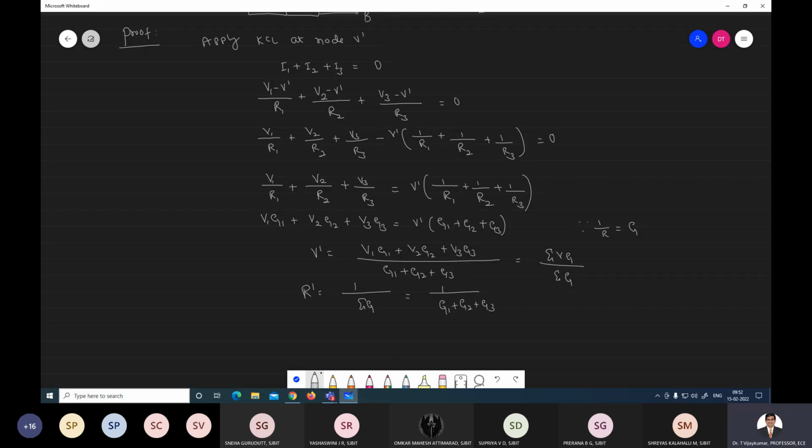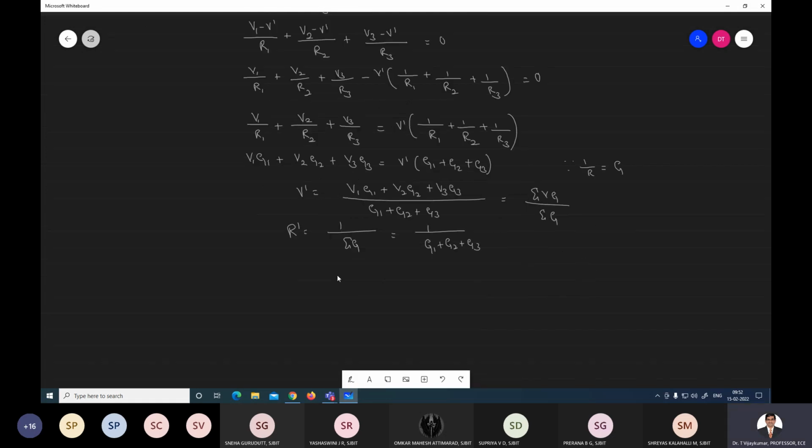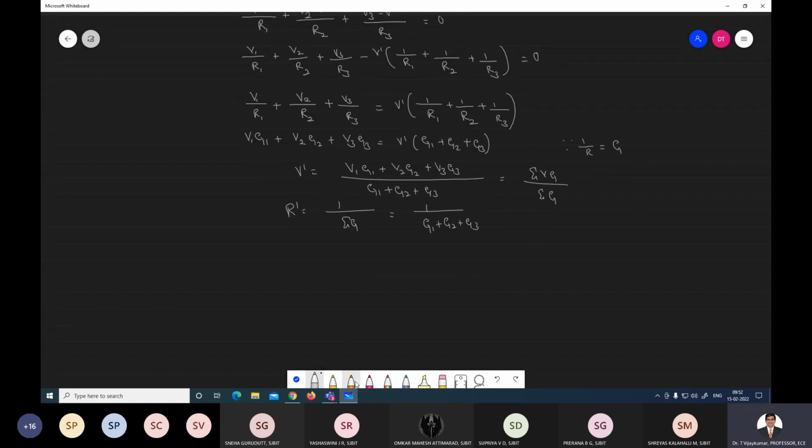Similarly, for N sources, we can write V dash is equal to sigma Vn into Gn divided by sigma Gn, and R dash is given by 1 over sigma Gn. This is the statement and proof of Millman's theorem.